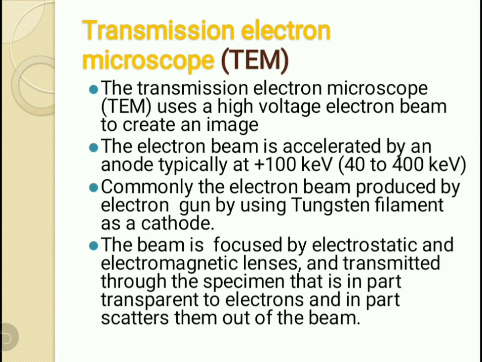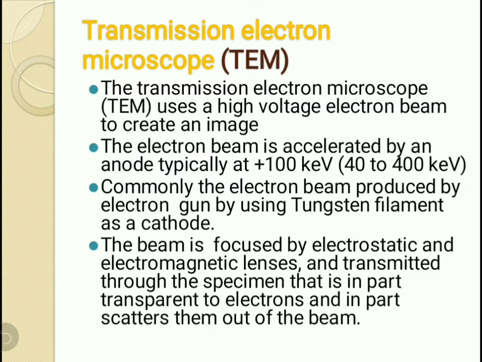Now we see the first type, the transmission electron microscope. What is a transmission electron microscope? It uses a high voltage electron beam to create an image. The electron beam is accelerated by an anode, typically at 100 kilovolts. Commonly the electron beam is produced by an electron gun using a tungsten filament as a cathode. The electron generation gun is where the electron beam is created.